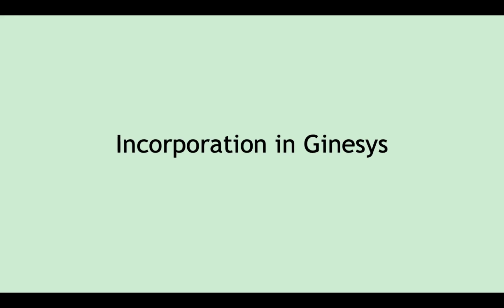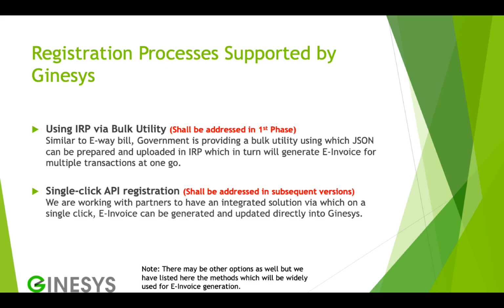Now let's see how Ginesys is incorporating the same. Ginesys will support two types of registration process. Number one will be using IRP via bulk utility. Similar to e-way bill, the government is providing a bulk utility using which JSON can be prepared and uploaded in IRP, which in turn will generate e-invoice for multiple transactions in one go.